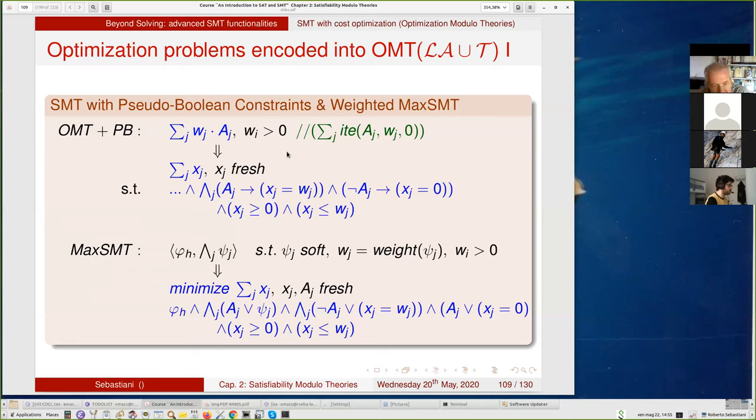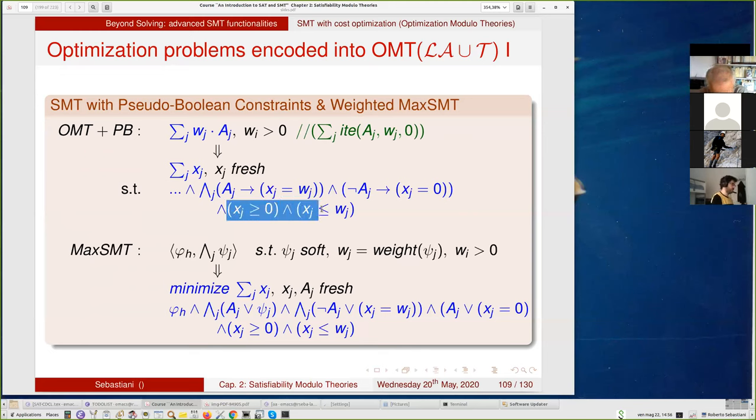What we can do is translate the problem to the OMT problem of minimizing a sum of xj, where the xj are real variables, which must be fresh, new variables, adding some constraints in the form: if Aj is true, then xj equals wj. Otherwise, if Aj is false, then xj equals zero, okay? So we can encode this particular subproblem into a standard minimization problem.